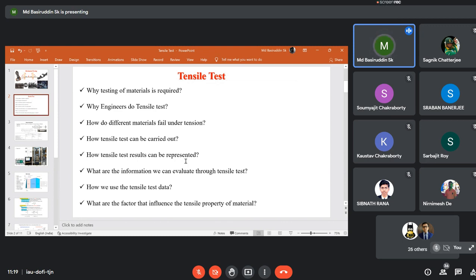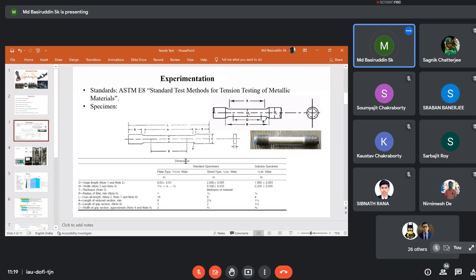Okay, such that we can control the strength, the balance of strength as well as the ductility. So I will represent those things graphically in the subsequent classes or subsequent slides also.